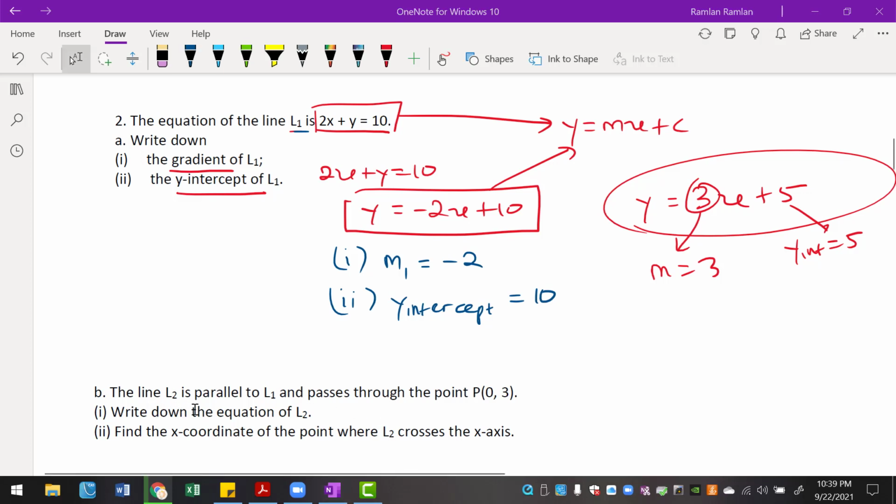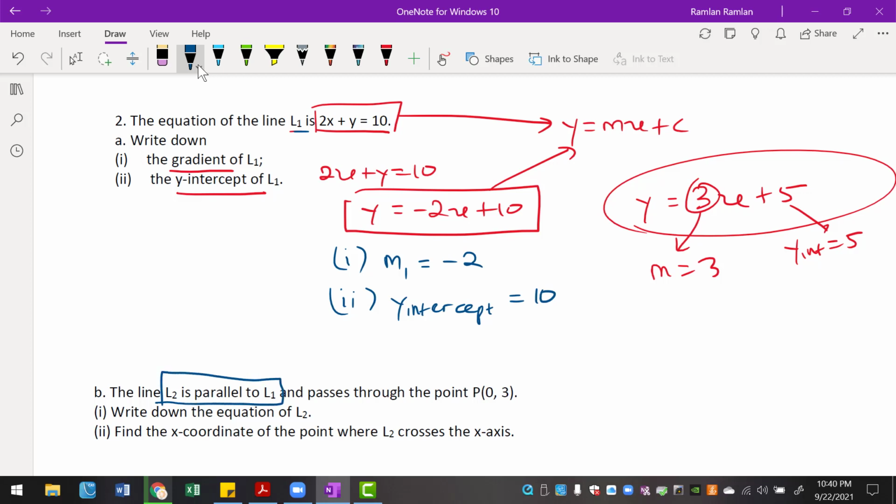Question B: the line L2 is parallel to L1 and passes through the point P, which is (0, 3). Write down the equation of L2. Previously, for 2a, we found the equation of L1 in gradient y-intercept form. Now we want to find the equation of L2, so we need to see the relationship between L2 and L1. Here it says that L2 is parallel to L1.